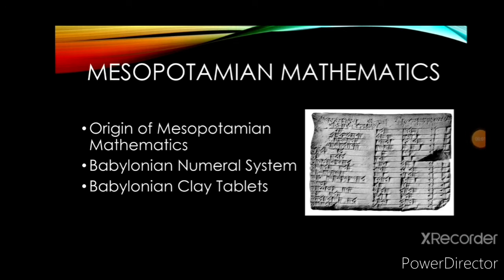Now, let's talk about Mesopotamian mathematics. In Mesopotamian mathematical history, we have the origin of Mesopotamian mathematics, the Babylonian numeral system, and Babylonian clay tablets.